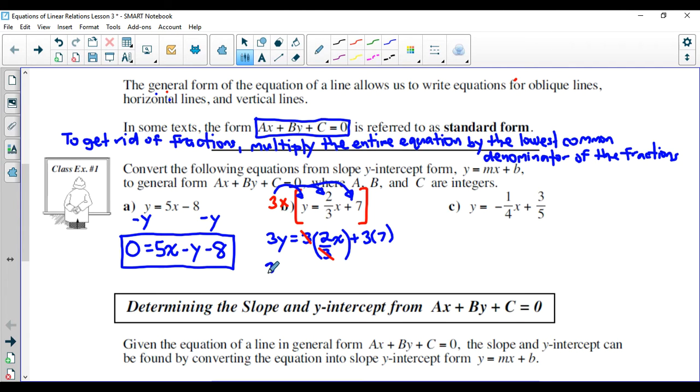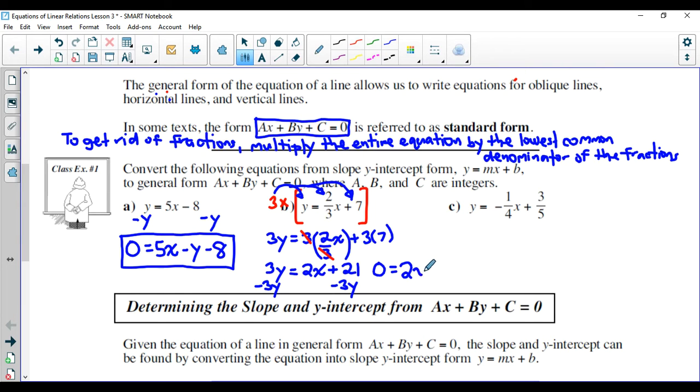Okay, now we need to expand things out. So this side would be 3y, which would then be equal to, now you're just left with a 2x here. So 2x plus, and then 3 times 7 would be 21. Okay, now for the general form, we want to collect everything on the same side of the equation. So the x term is positive, so we're going to leave the x term on this side, and then we're going to subtract 3y from both sides of the equation. So I'll subtract 3y, and I'm going to subtract 3y.